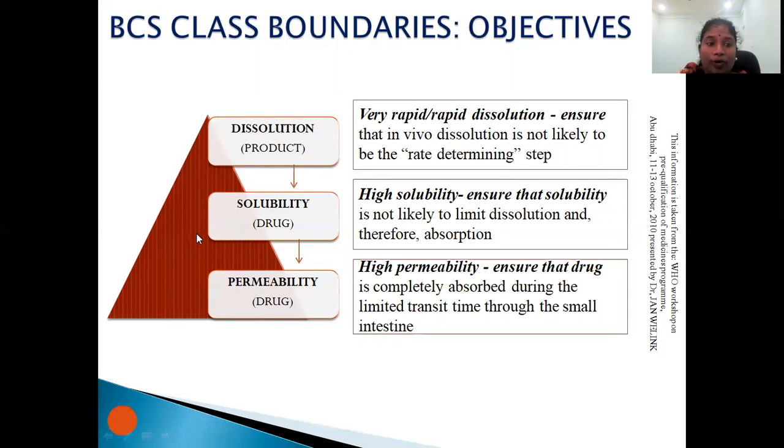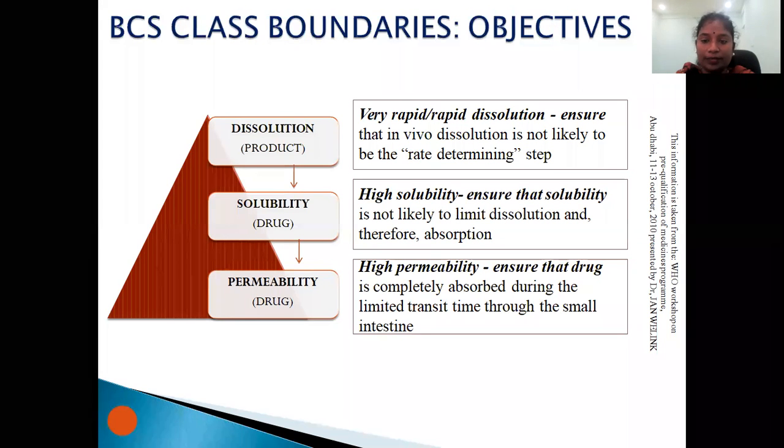In high solubility, we ensure the solubility is not limiting the dissolution, and therefore the absorption also. If the dissolution increases, the solubility also increases. Solubility increases, the permeability also increases. So high permeability ensures that the drug is completely absorbed during the limited transit time through the small intestine. High permeability means it is directly absorbed into the systemic circulation, through the portal into the liver.